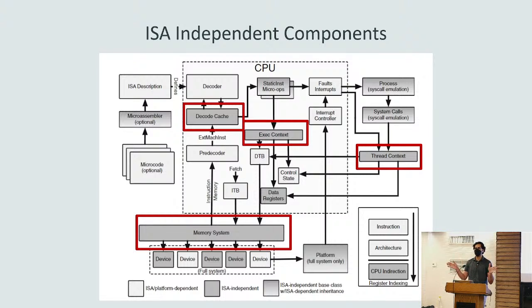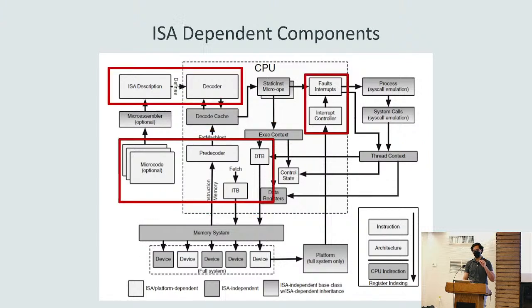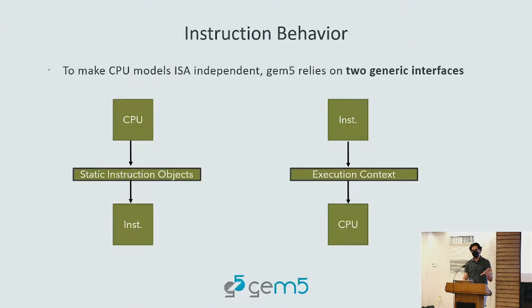And static instruction, if you remember a couple of slides earlier, I showed you that this is the interface between the CPU and the instruction. CPUs, the way they access the ISA subsystem is through the static instruction objects. So in summary, a static instruction object corresponds to a single static instruction.